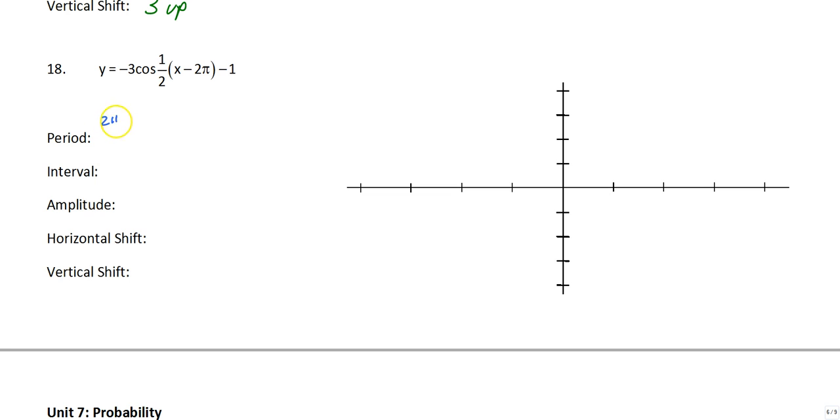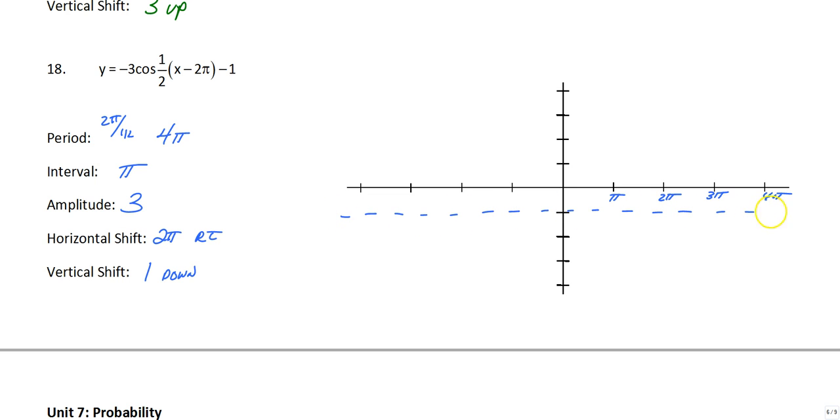So our last example here. We have 2 pi divided by 1/2 for our period. So our period is 4 pi. Divide that by 4 and you get an interval of pi. So pi, 2 pi, 3 pi, 4 pi. Our amplitude is 3. Our horizontal shift is 2 pi to the right. Our vertical shift is 1 down. So we have our 1 down. We have our amplitude of 3, so 3 below that and 3 above that. We have our horizontal shift of 2 pi to the right.